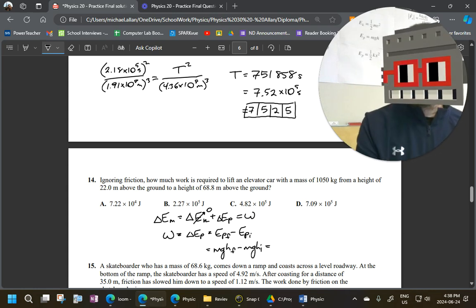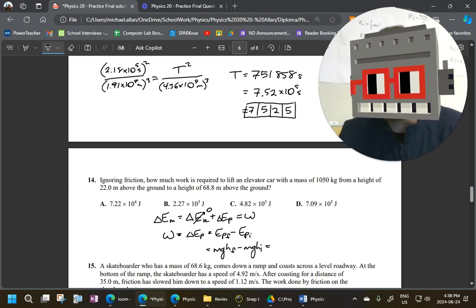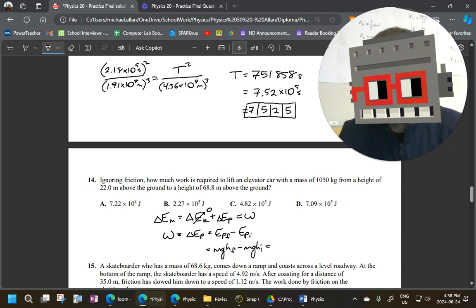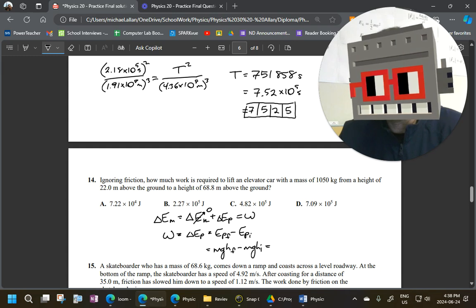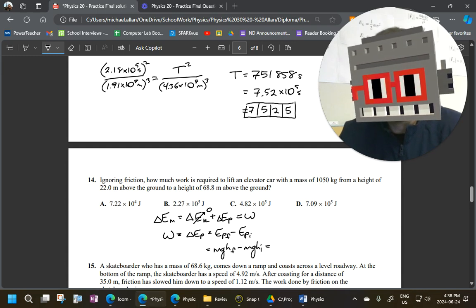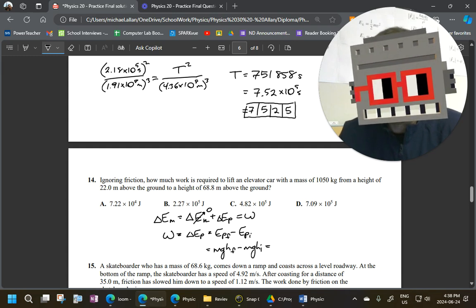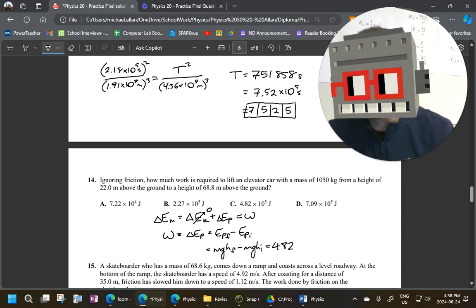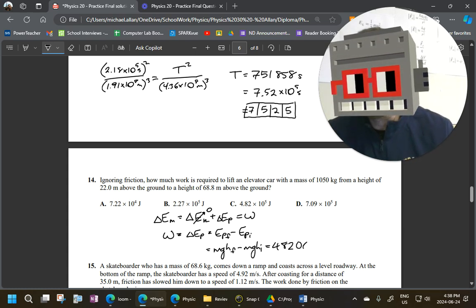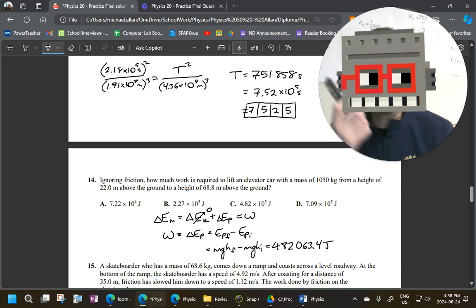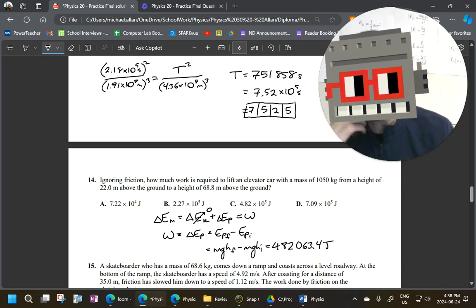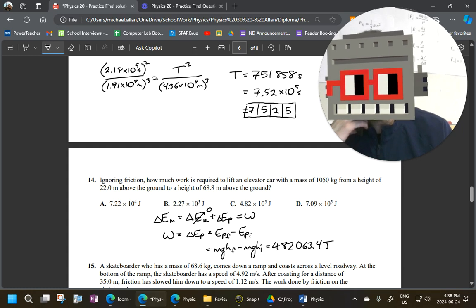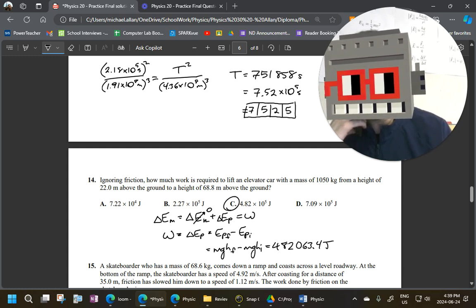So we can find that work. So mass times gravity times that change in height there. We get 482,063.4 joules, because all the units are nice. We got meters, we got kilograms, we're all good there. So we're going to end up with C here. Not bad.